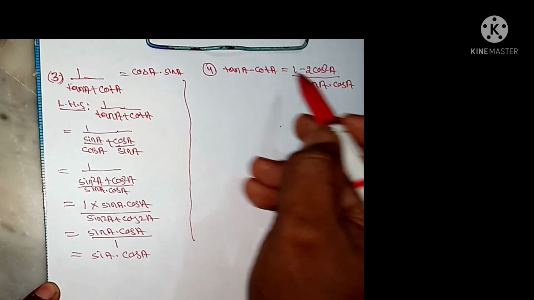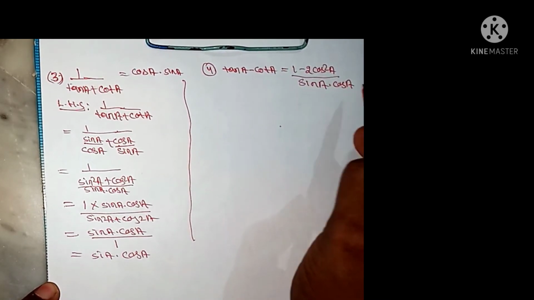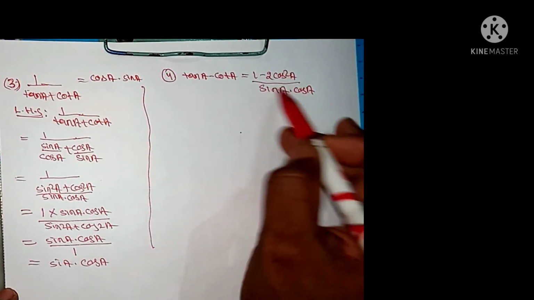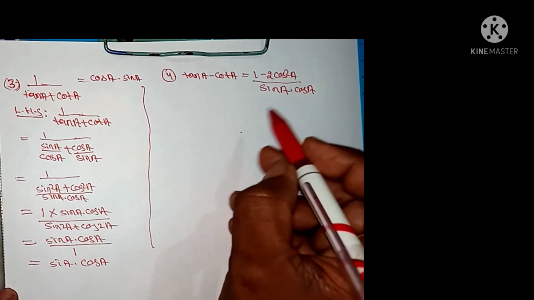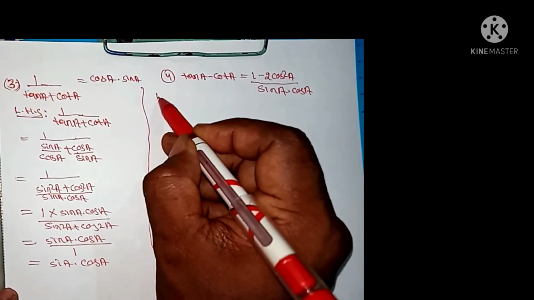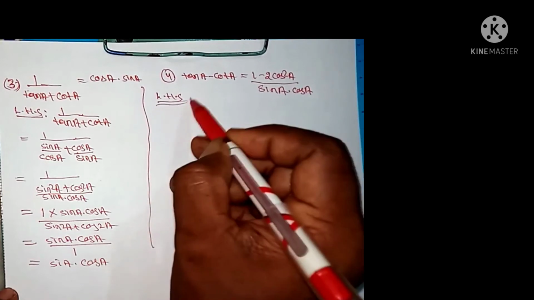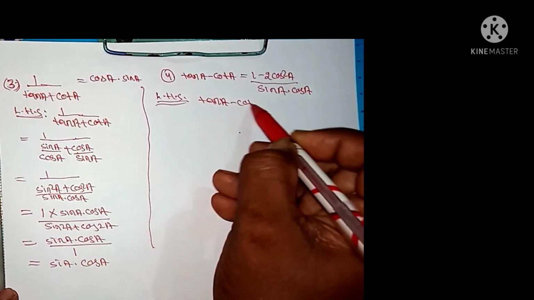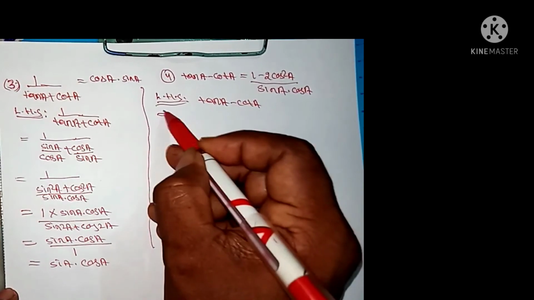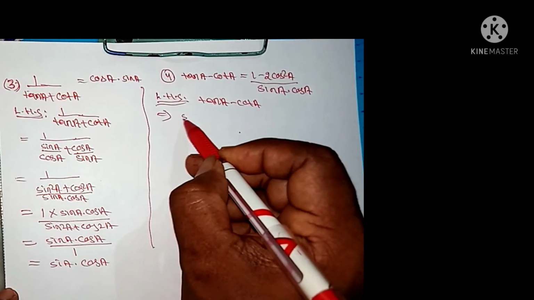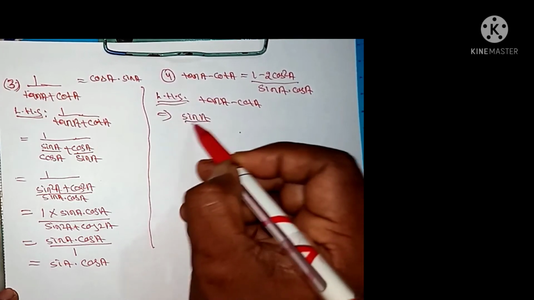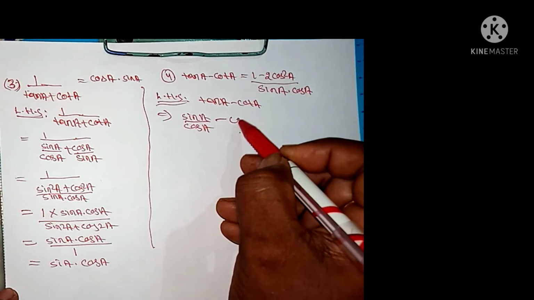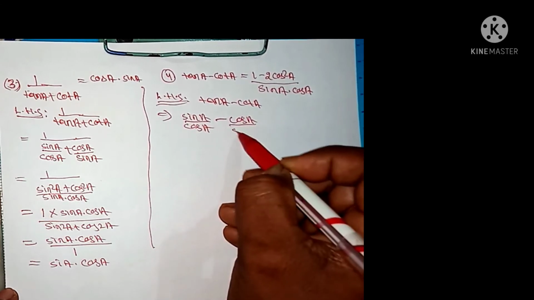Like this, number 4: tan A minus cot A equal to 1 minus 2 cos square A by sin A into cos A. LHS, given that tan A minus cot A. Write tan A formula, which is equal to sin A by cos A, and cot A formula cos A by sin A.